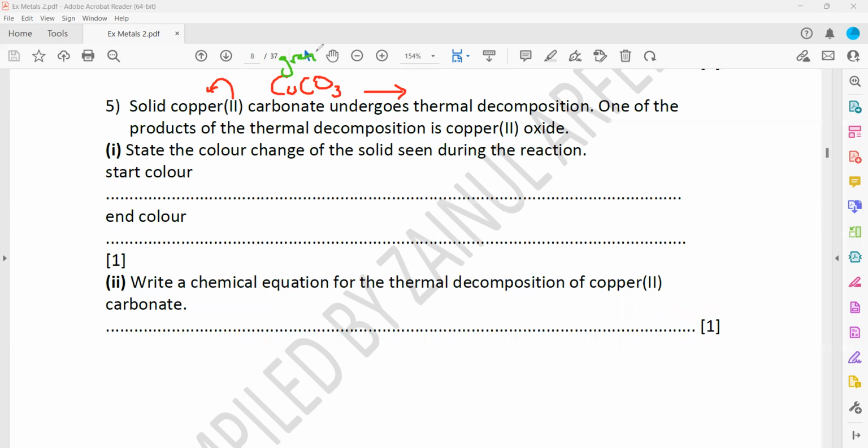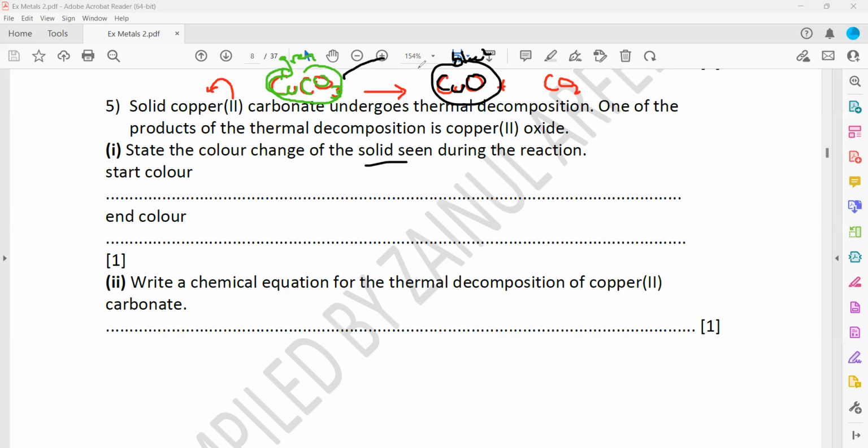When we supply the heat energy, the thermal decomposition of copper carbonate gives copper oxide plus carbon dioxide. And this copper oxide is black in color. They ask, state the color change for a solid seen during the reaction. So what is the starting color? White or green? First, we have copper carbonate, which is green in color. This solid copper carbonate is heated and it turns into copper oxide, which is black.